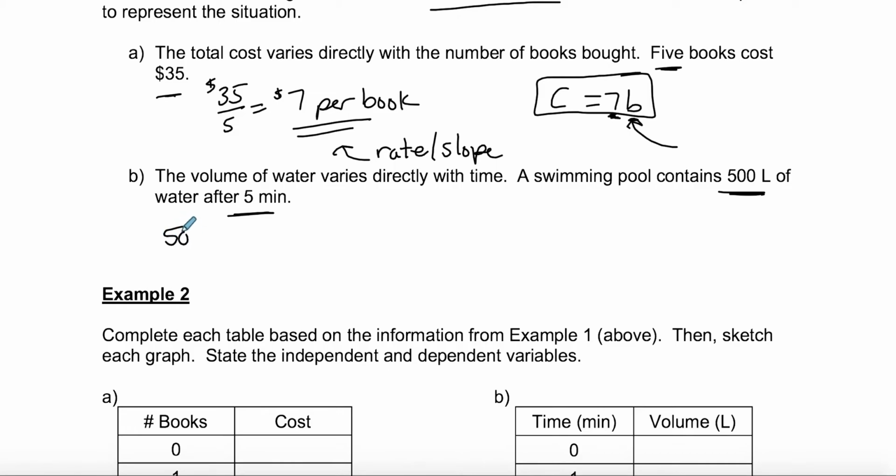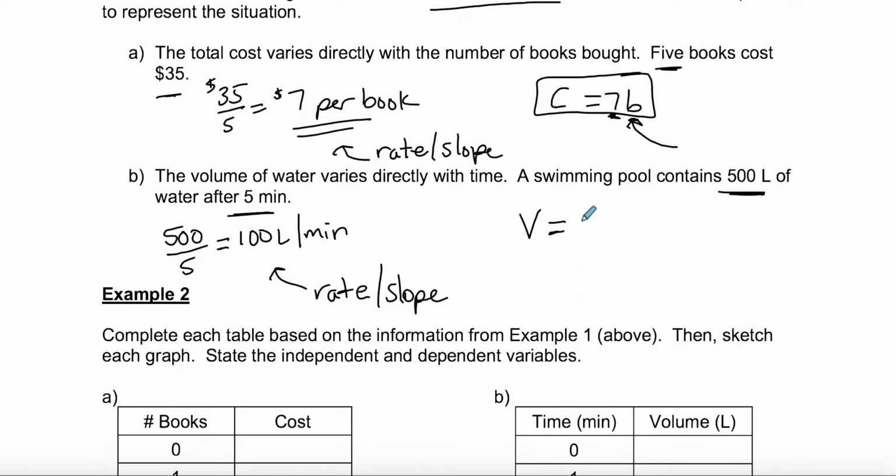Well, that's awesome that it's every 5 minutes, but I want to know how much it is going up per minute. So when I divide those, I get 100. That's 100 liters per minute. That is our rate. So if I need a formula for this, I could do volume is equal to 100 T. So T could represent the number of minutes. If it's 5 minutes, that's how we'd get 500. If it was after 1 minute, it would only be 100 liters. If it was 6 minutes, it would be 600.